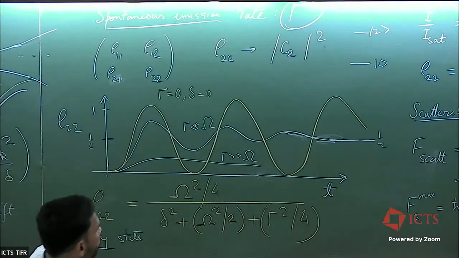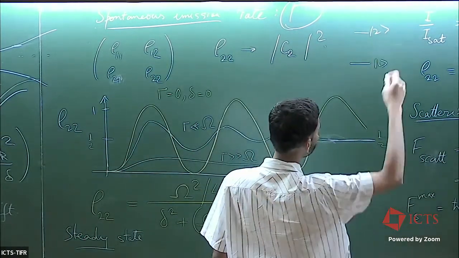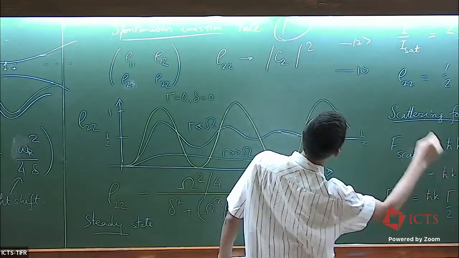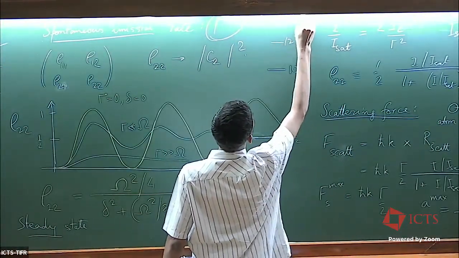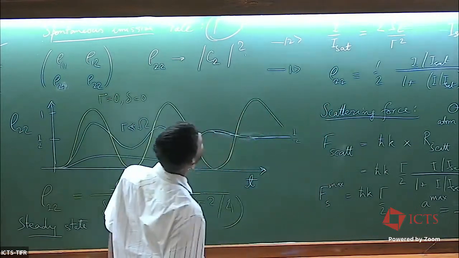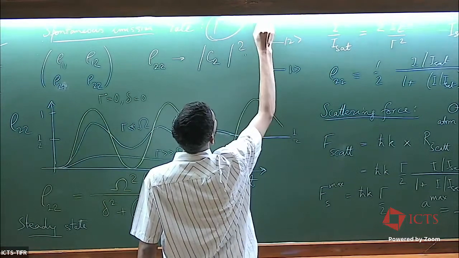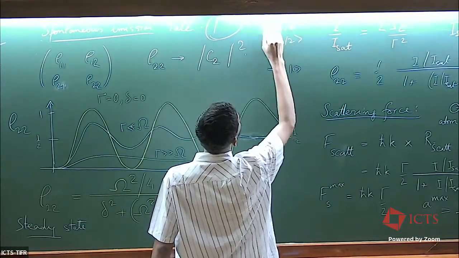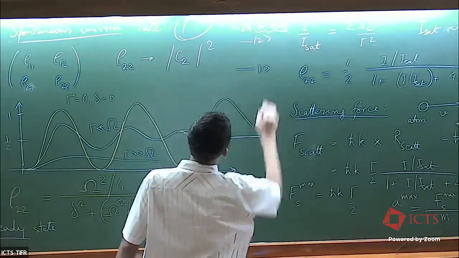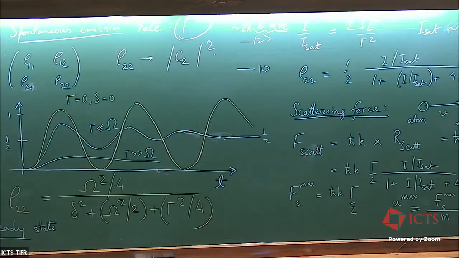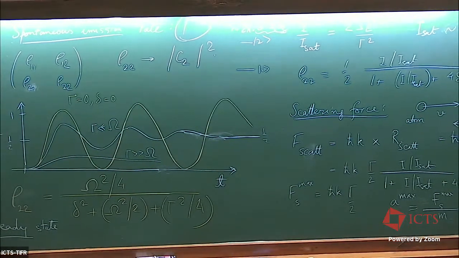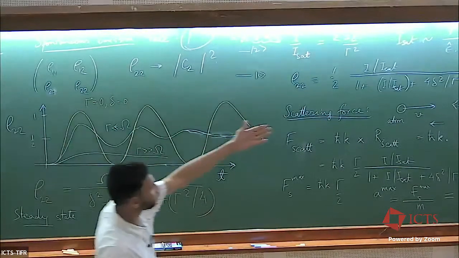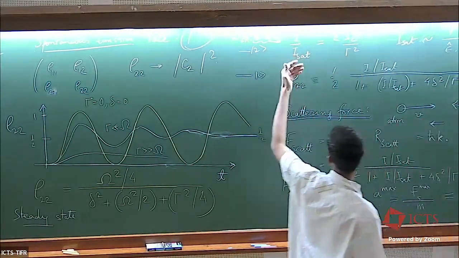This is the scattering rate. For typical rubidium, I should have said this. For rubidium, this gamma is around 38 into 10 to the power 6 per second. People in atomic physics know this is nothing but 2 pi times 6, around 2 pi times 6 megahertz. You might be more familiar with this number, 6 megahertz. That's the line width of the transition. In this case, this is just the line width, so every atom has this broadening.